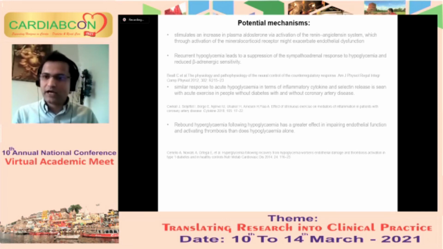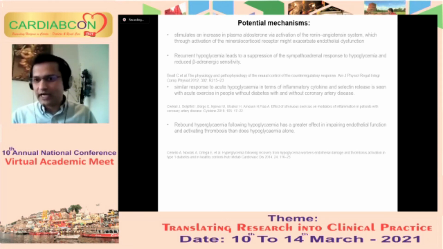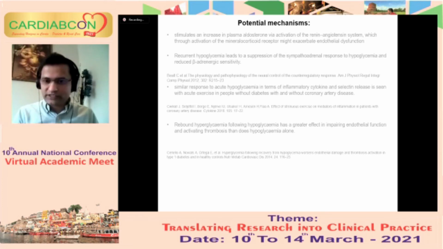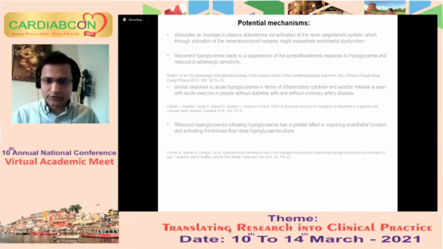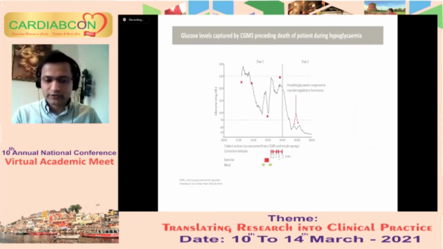So they tend to have extra carbs, and then they will have this big spike in the blood sugars. So that hypoglycemia and hyperglycemia, what we see in clinical practice, is also not very good for these patients. This can have a more detrimental effect on endothelial function, and this can activate thrombosis, which we all should be aware about.